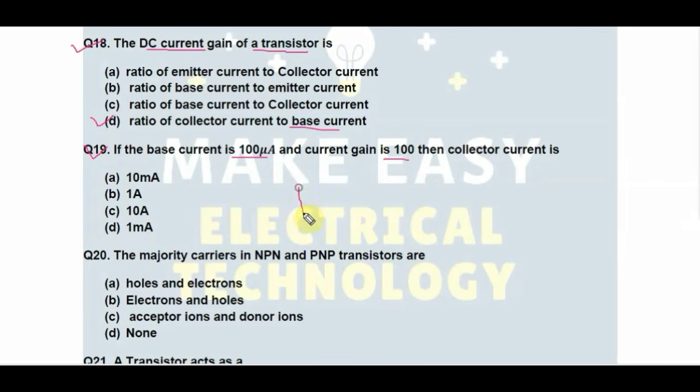We know that beta, the current gain, is given by collector current to base current, that is IC by IB. We have to find IC. So, IC equals beta into IB, that equals 100 into 100 microampere, that is 100 into 10 to the power minus 6, which is about 10 milliampere. So, option A is the correct answer.